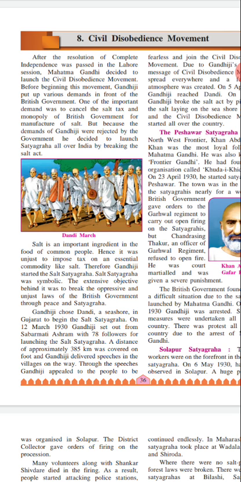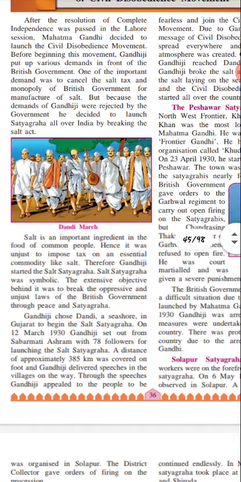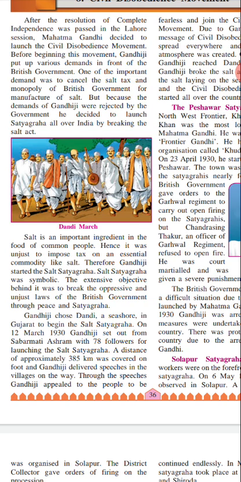Salt is an important ingredient in the food of common people. Hence, it was unjust to impose tax on an essential commodity like salt. Therefore, Gandhiji started the Salt Satyagraha. Salt Satyagraha was symbolic. The extensive objective behind it was to break the oppressive and unjust laws of the British government through peace and satyagraha.